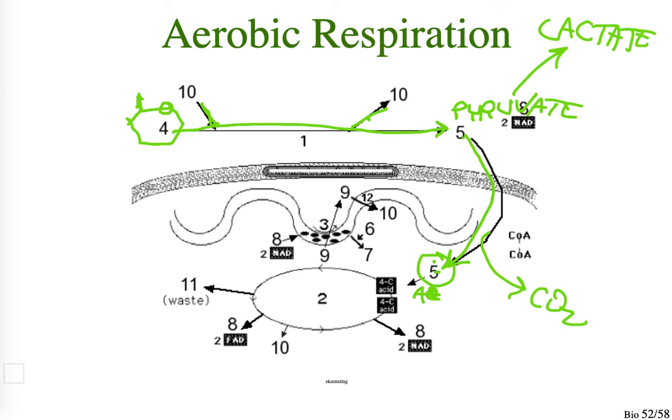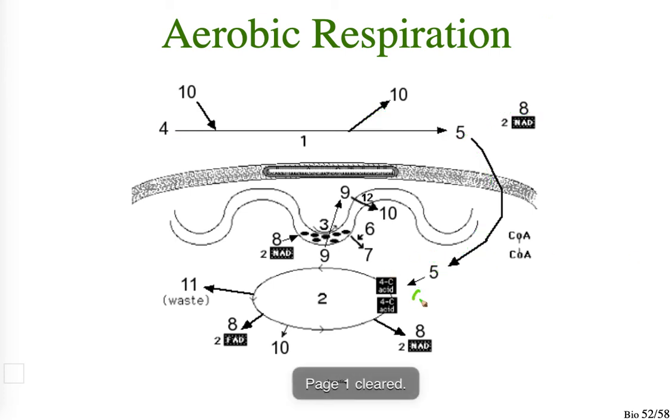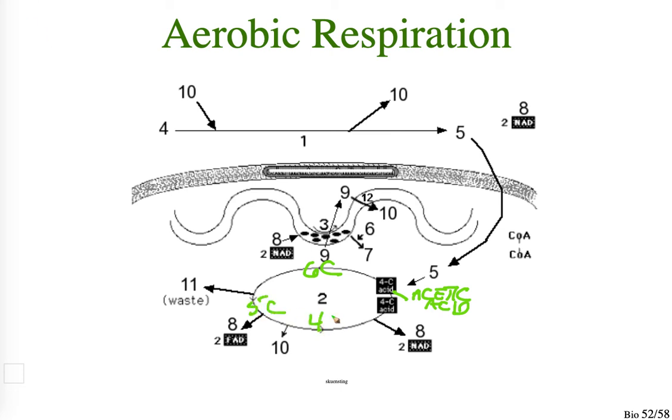Okay, let's erase all this and I'll start over. This is acetic acid. That's the link reaction, which happens right inside the matrix where pyruvate's converted to acetic acid. So acetic acid basically reacts with a 4-carbon acid, and it becomes a 6-carbon acid, which becomes a 5-carbon acid, which becomes a 4-carbon acid.